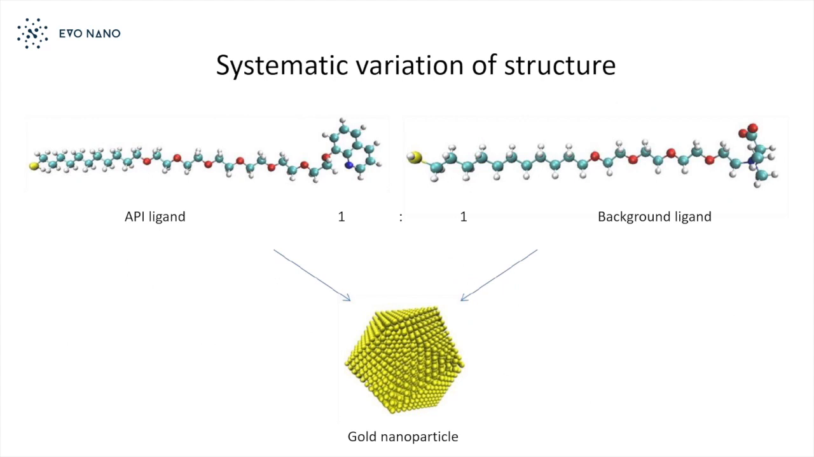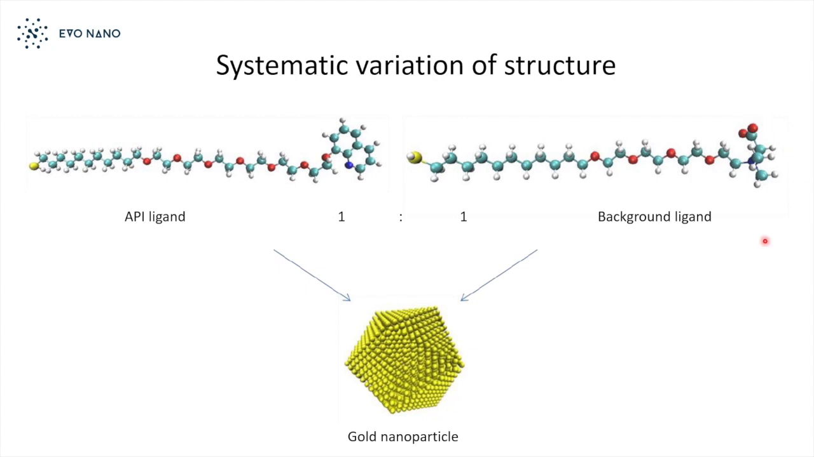How do we investigate structural variations and their influence on the behavior of nanomedicines? We start by building different systems, different nanomedicines that we want to simulate. In the EVO Nano project, we use gold nanoparticles, which are functionalized with two different types of ligands. One carries the anti-cancer drug, and the other is the background ligand, which can have different functions. For example, if the anti-cancer drug is hydrophobic, we can use background ligands which are hydrophilic in order to increase the solubility. We build these components separately and then assemble them together.